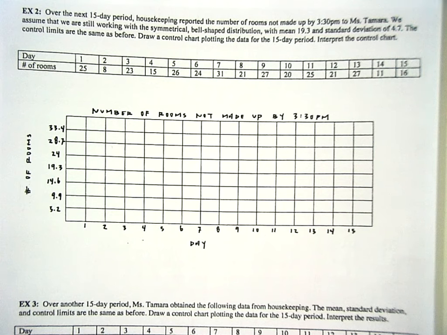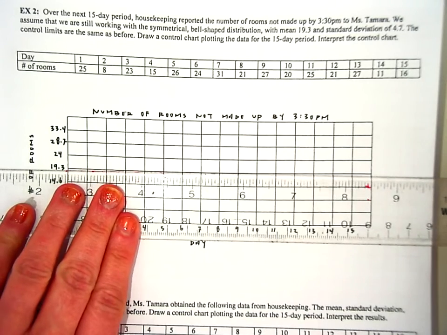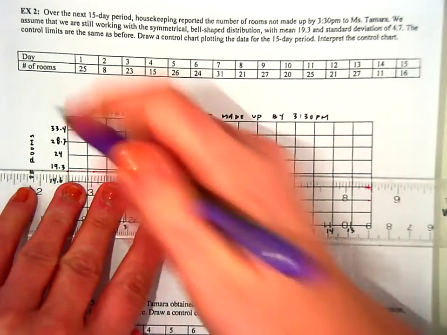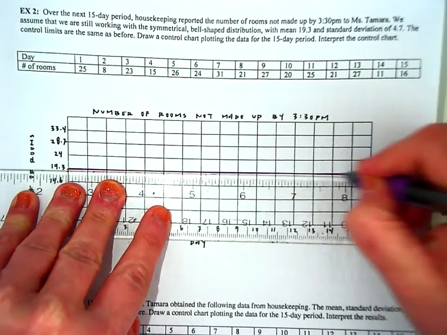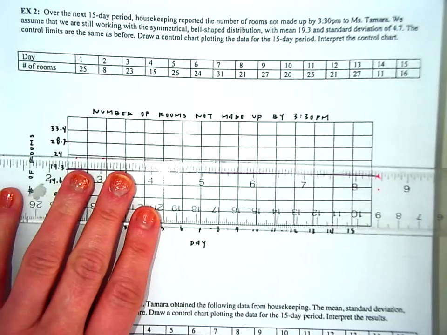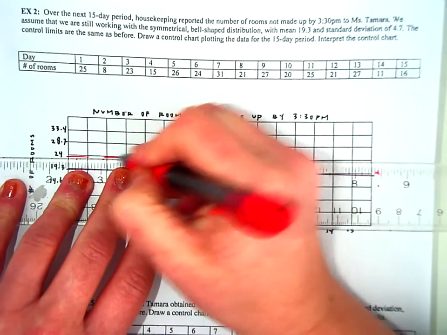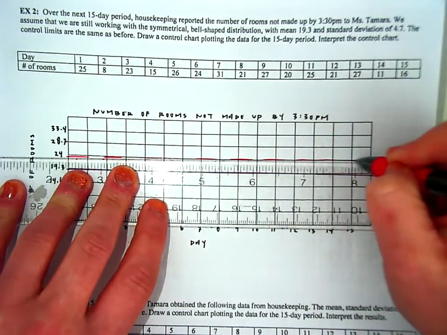Interpret the control chart. So I'm going to add in my center line where the mean is, so 19.3. I'm going to add that in purple. I'm going to draw in all of those zone boundary lines for the A, B, and C, just nice and dotted. Doesn't have to be perfect.